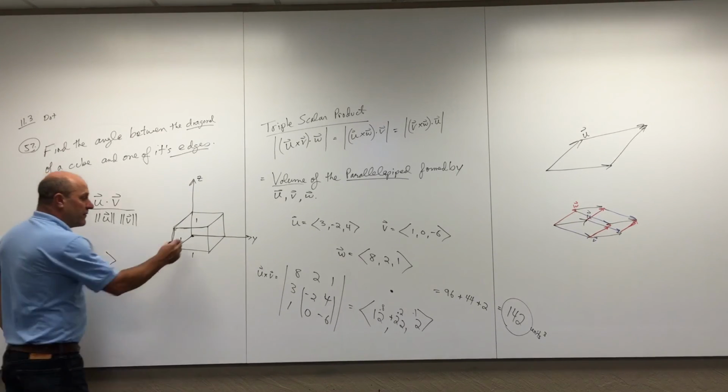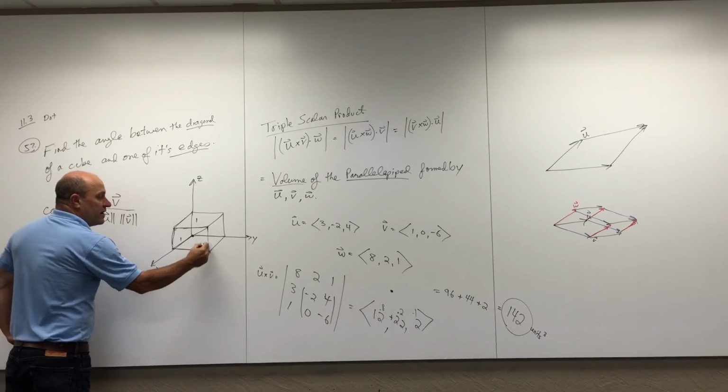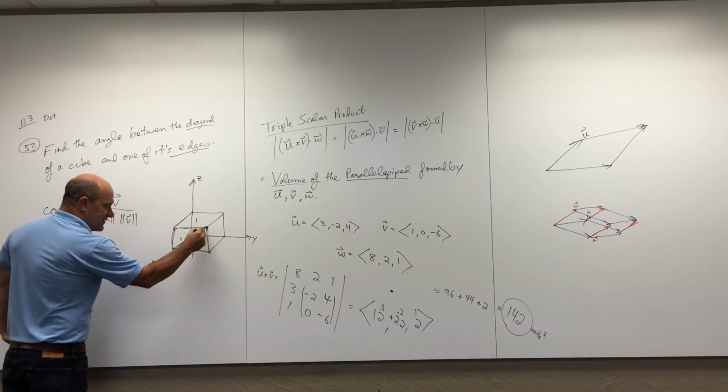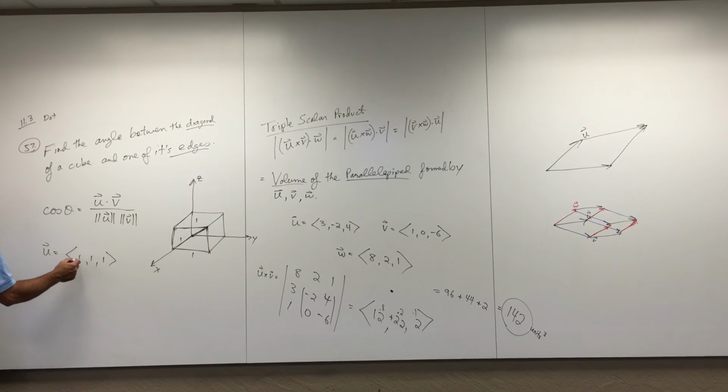His diagonal, from the origin, would be out 1, over 1, and up 1. When I draw it, it kind of disappears. You can't see it too well, but it's coming out at you. That's the diagonal of the cube, and its vector representation is 1, 1, 1.